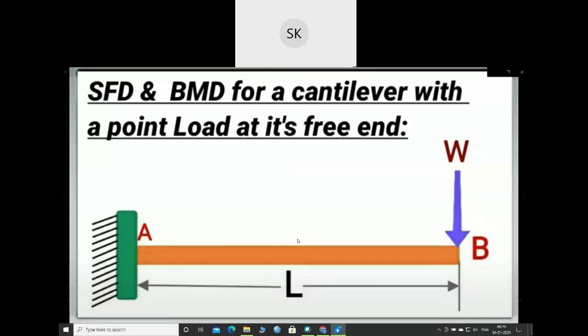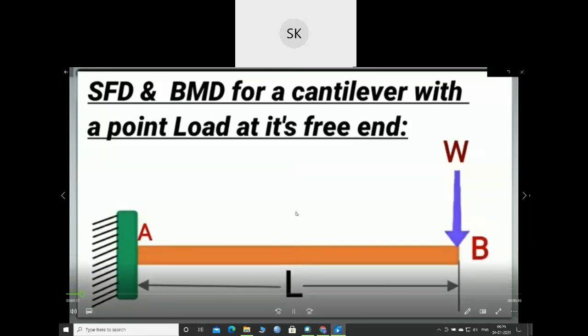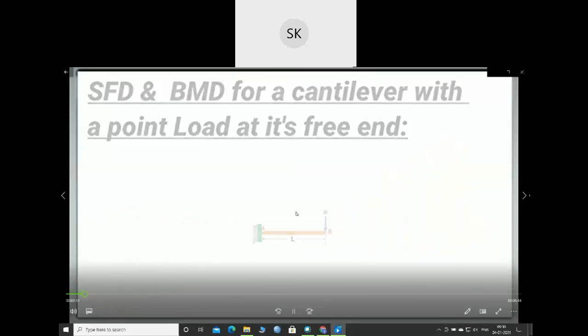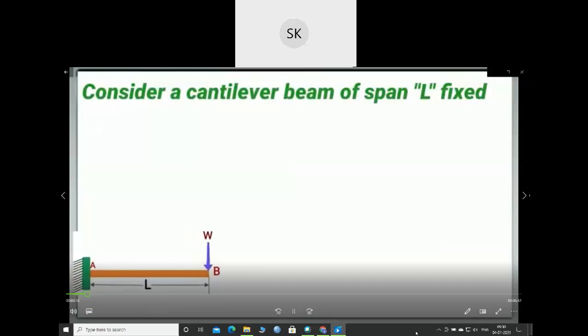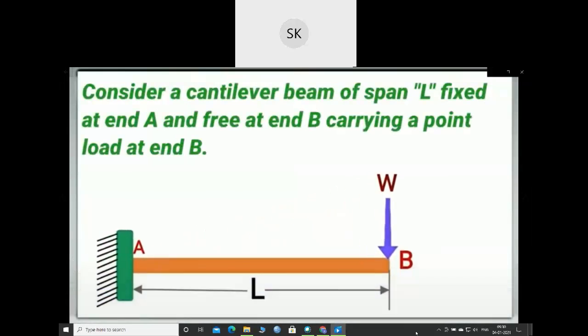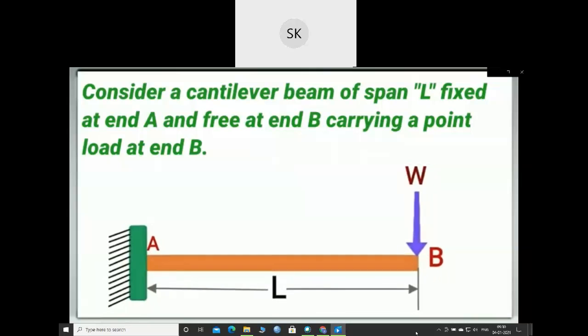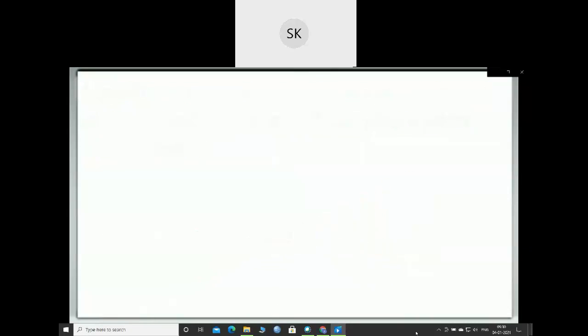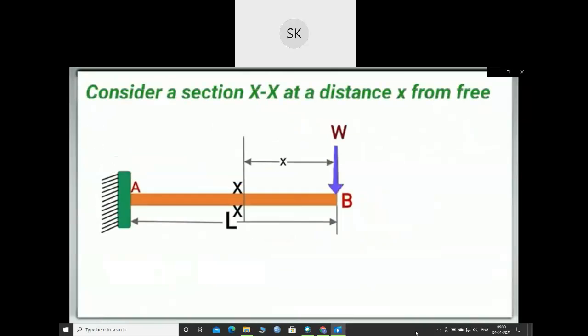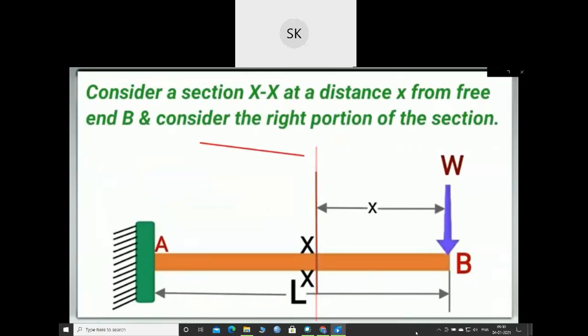Point load at its free end. Consider a cantilever beam of span L fixed at end A and free at end B, carrying a point load at end B. Consider a section XX at a distance x from the free end B and consider the right portion of this section.